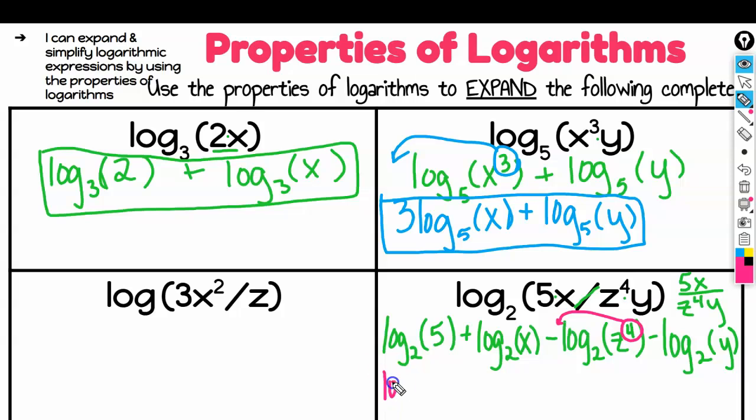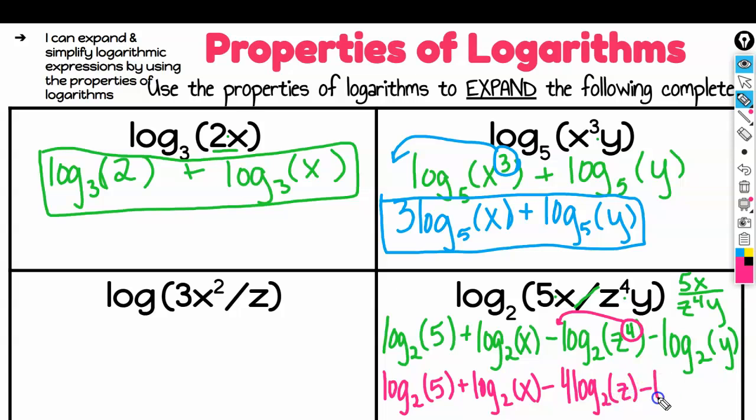So at the very end, log base 2 of 5 plus log base 2 of x minus 4 log base 2 of z minus log base 2 of y. And this is the very, very end of it.